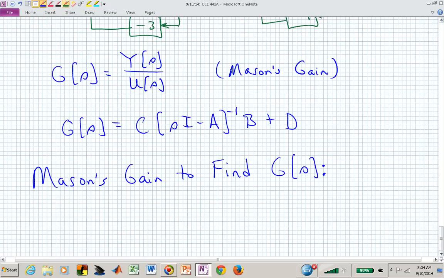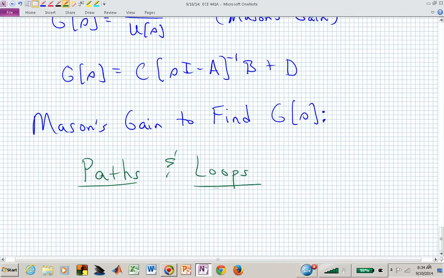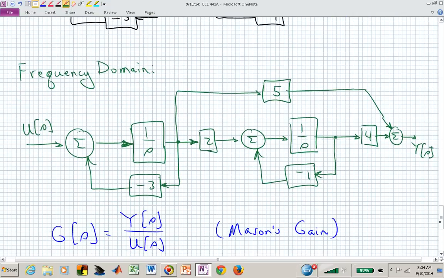And Mason's gain is all about paths and loops. The paths are all of the ways that we can move from the input to the output without crossing over our path as we're going. I think you can see that there's a really easy direct path between the input and the output y. Let me say my paths are yellow. So we can go right there. There's a path that connects the input to the output.